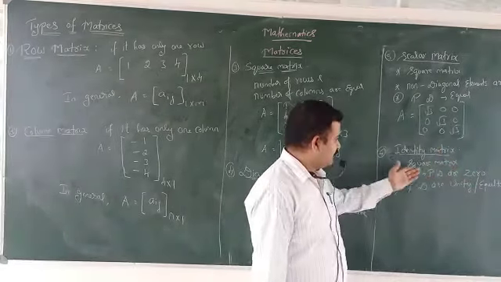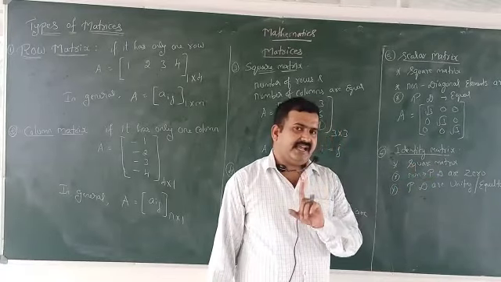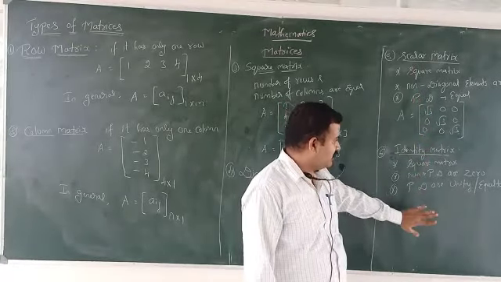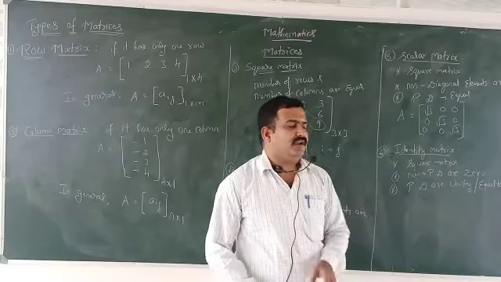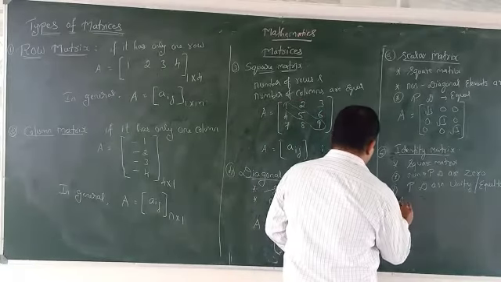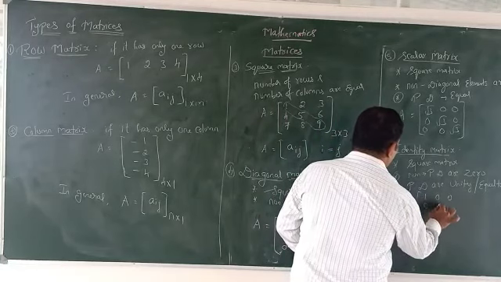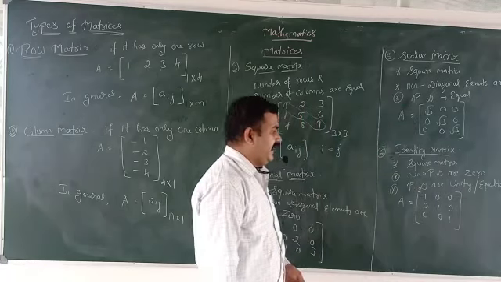Obviously the same conditions apply here. As we know, the principal diagonal elements are equal in the scalar matrix. Here also the principal diagonal elements are equal, but equal to 1. If this condition is satisfied, then you call it an identity matrix. It should be 1 0 0, 0 1 0, 0 0 1. So it is called an identity matrix.